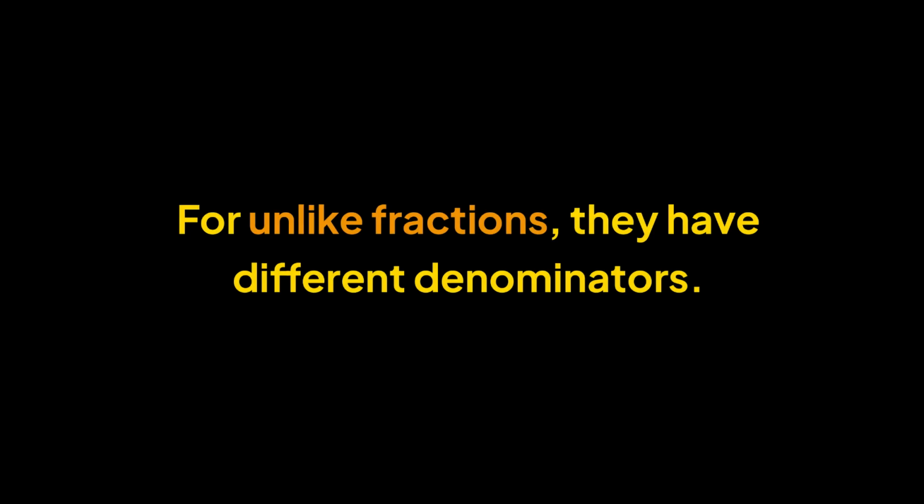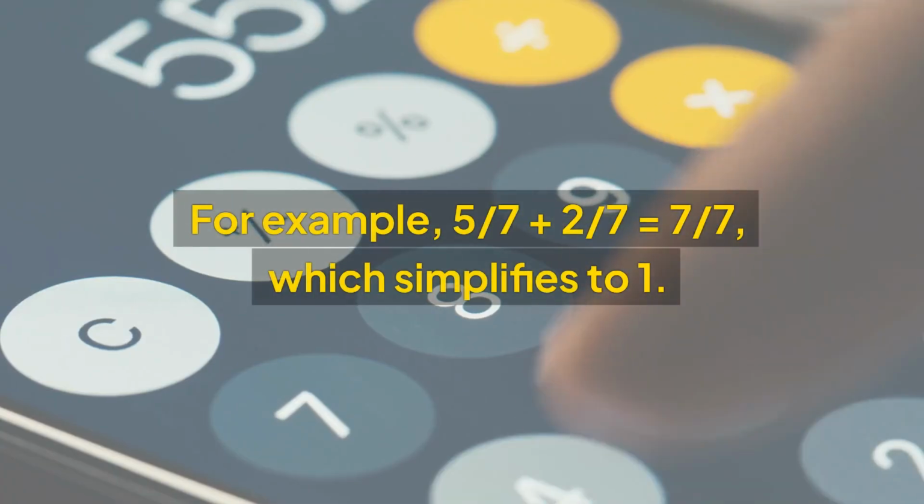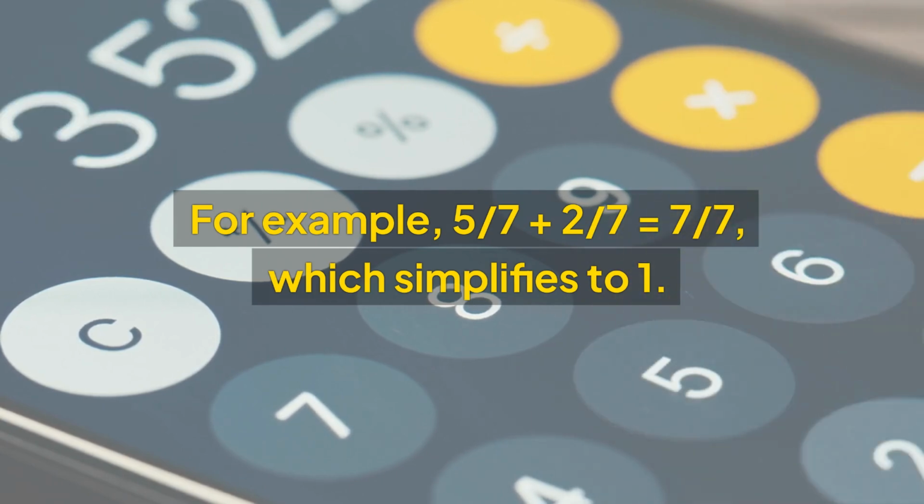For unlike fractions, they have different denominators. And when you're adding fractions that have the same denominator, all you do is add the numerators and keep the denominator the same. For example, 5/7 plus 2/7 equals 7/7, which simplifies to 1.